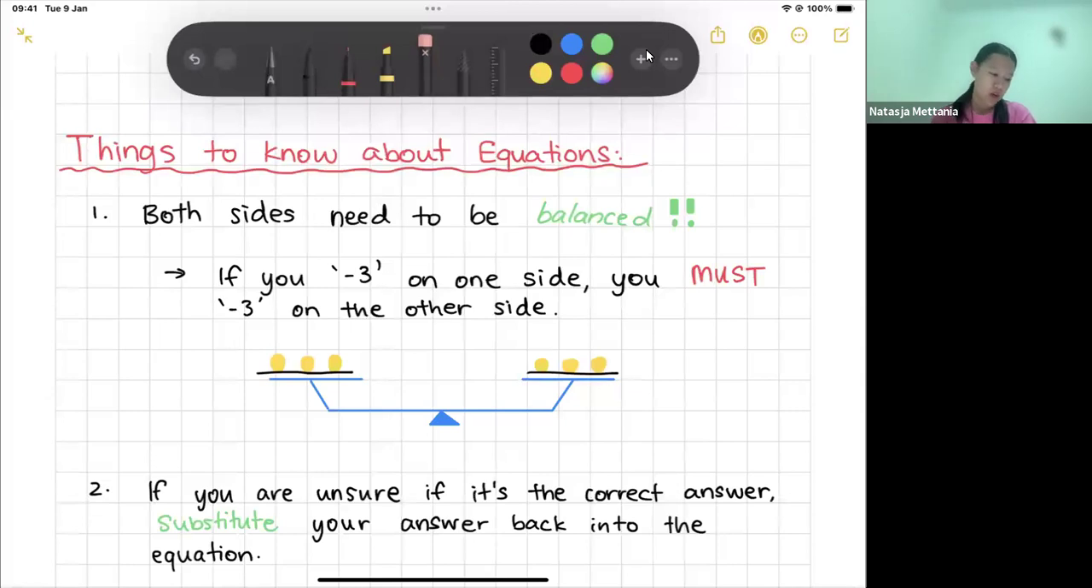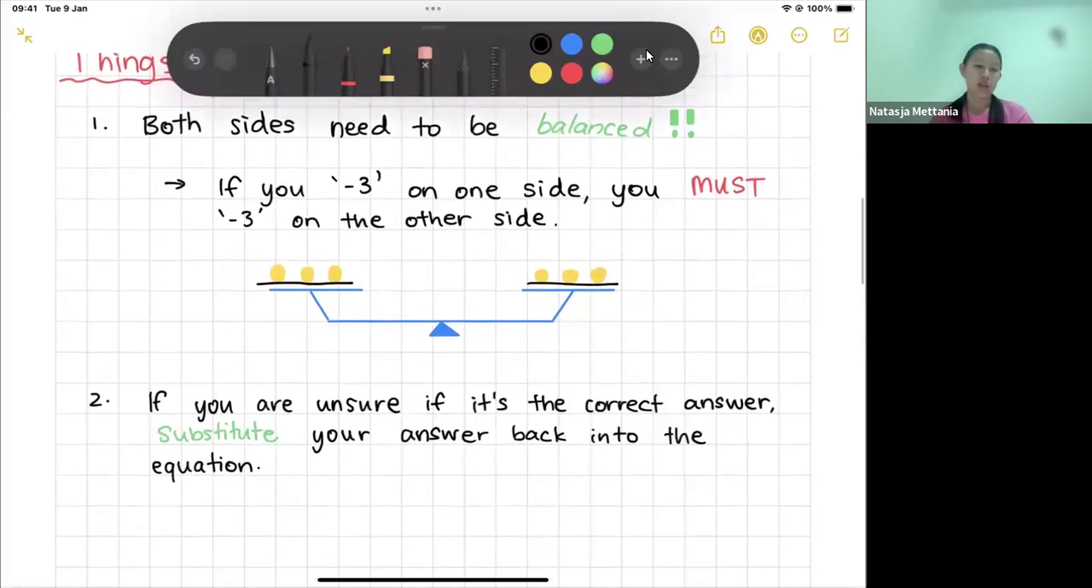Okay, all right. Second thing is, if you are unsure if it's the correct answer, substitute your answer back into the equation. That's how I check if I've done the working out correctly. Okay, but that is something that we're going to look into next lesson.